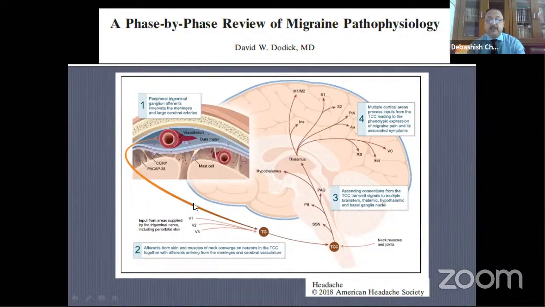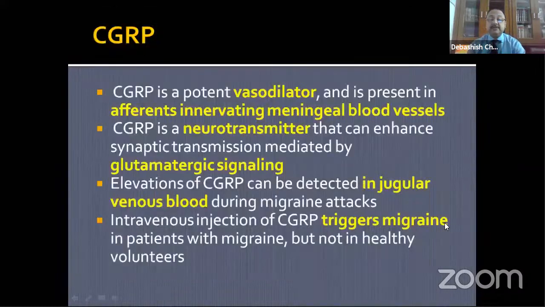We have this inflammation that goes and involves the trigeminal ganglion. Also, there is input from the face and the surrounding cranial structures from B1, B2, B3. Also, the neck muscles become painful. They also send signals, and they all converge at the trigeminocervical complex. And from there, it moves up to the thalamus and to the various parts of the brain to have the conscious perception of pain as well as other side effects.